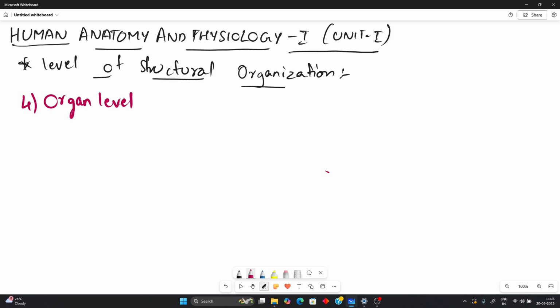It is called as organ level. Here in the organ level, we have different types of tissues. Different types of tissues are joined together in order to form an organ.